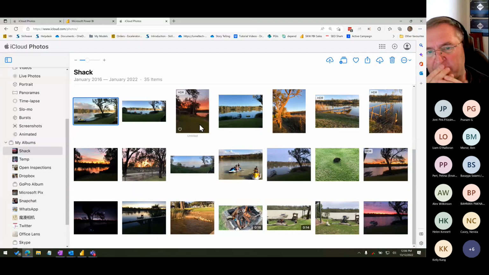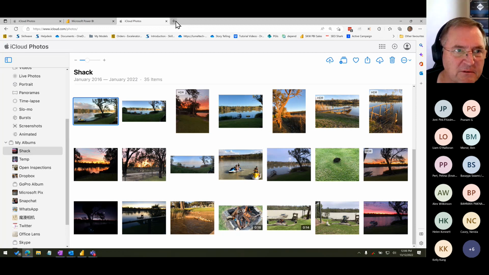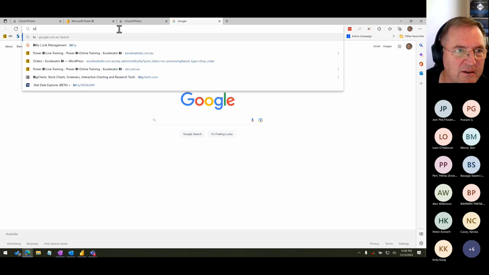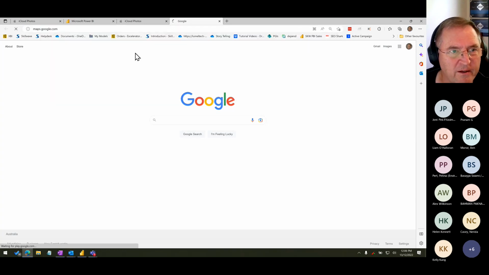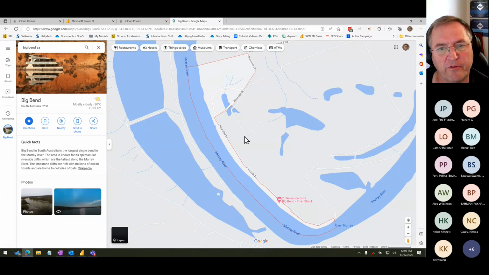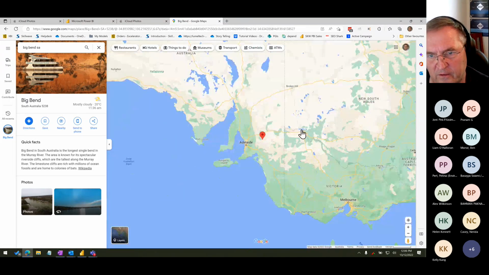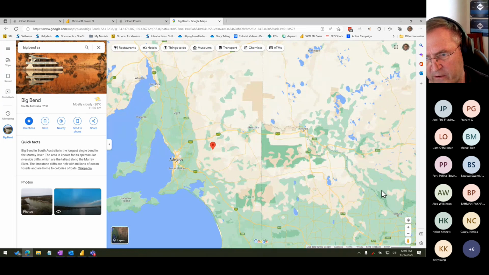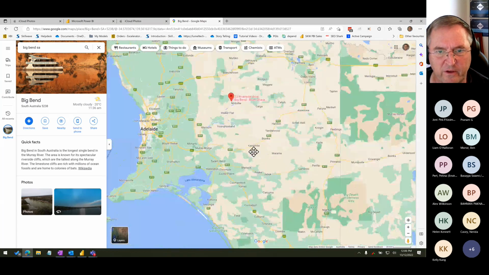I'm fortunate to have a family-owned holiday house, which belongs to my wife's family, on the River Murray, in a place called Big Bend. I'll quickly show you where that is. It's in South Australia, across the border. You go through Renmark. This is it here, so you can see Mildura and Renmark. The River Murray comes up along here, peaks at the top of South Australia, and then heads down again towards the Coorong.